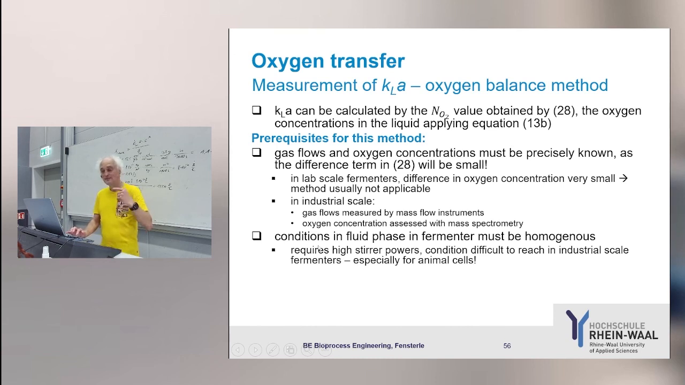To do that, you need to know the oxygen concentration because you have a mass balance in this case. You need to know precisely your gas flows, usually not volumetric flows. You measure them via mass flow instruments, which we also use in our bioreactors. They have mass flow measurements.